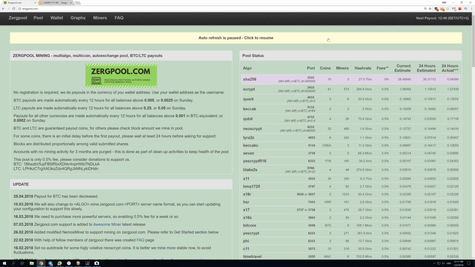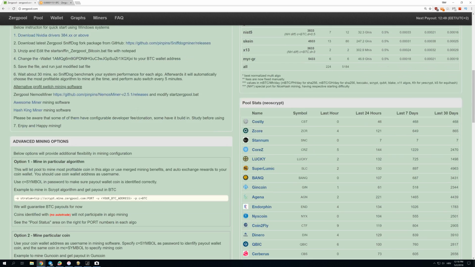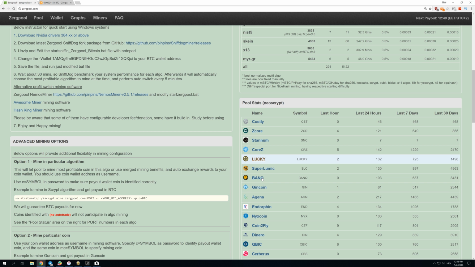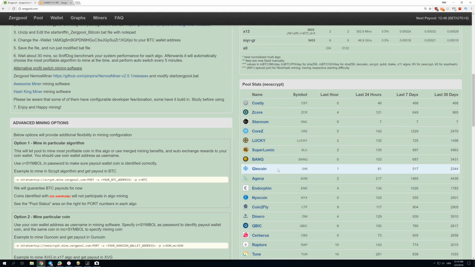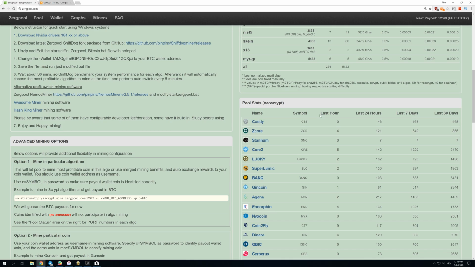On Zergpool you have many different algorithms and many different coins on which you can mine. So for example, if you are interested in mining with something like NeoScript, you just click over here on NeoScript and you will see a list of coins that support NeoScript that you can mine using Zergpool. The coins you can mine are Costly, Zcore Stanum, CoreZ, Lucky, Superlumic and many other coins that you can see down here. And over here you can see how many blocks this pool solved in the last hour, in the last 24 hours, 7 days and 30 days.